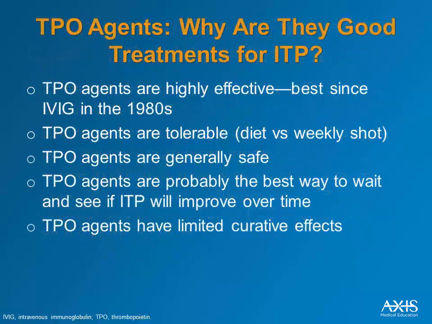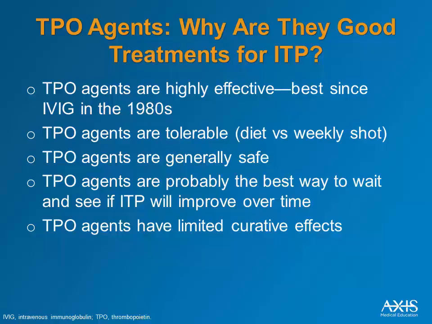So why are these agents good treatment for ITP? And we showed you data for eltrombopag, but the findings would be the same if we had used romiplostim, except that it requires injection once a week. So these agents are highly effective, perhaps as effective as IV gamma globulin, which made its debut in the early 1980s. The agents are very tolerable, and the issues are either the diet, to find a consistent time when the medicine would be taken on an empty stomach, or a weekly shot.